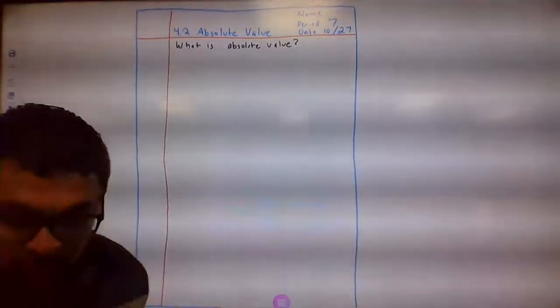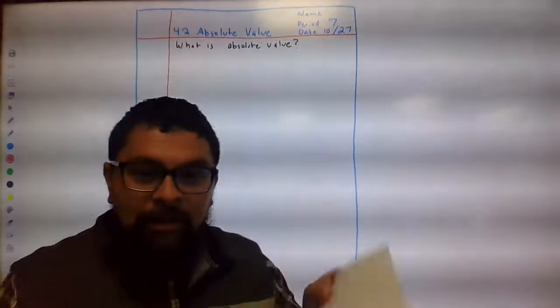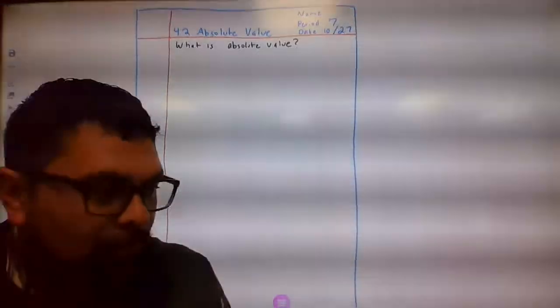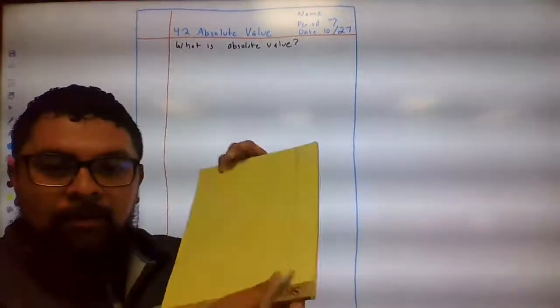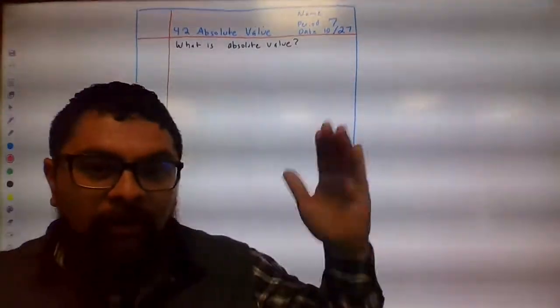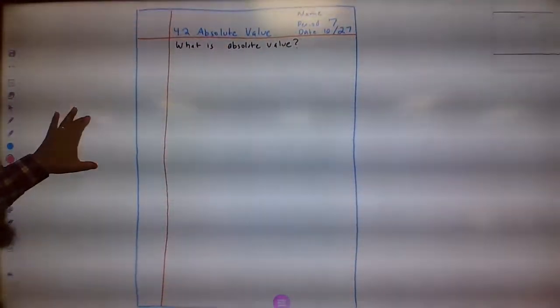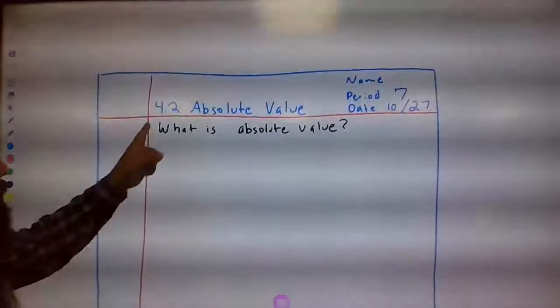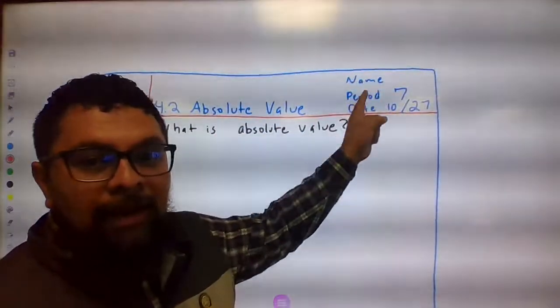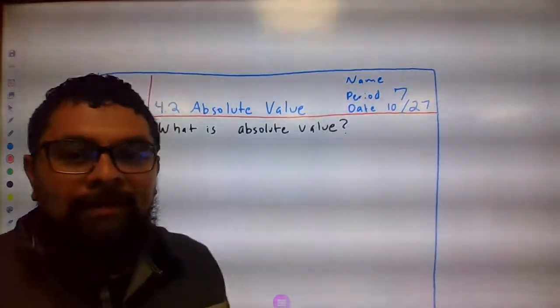So once again, you're going to go ahead and take either a sheet of paper or a notepad or a notebook and start a new page. And this is 4.2 absolute value. Let me zoom in. So 4.2 absolute value, make sure you put your name, period 7, 1027.